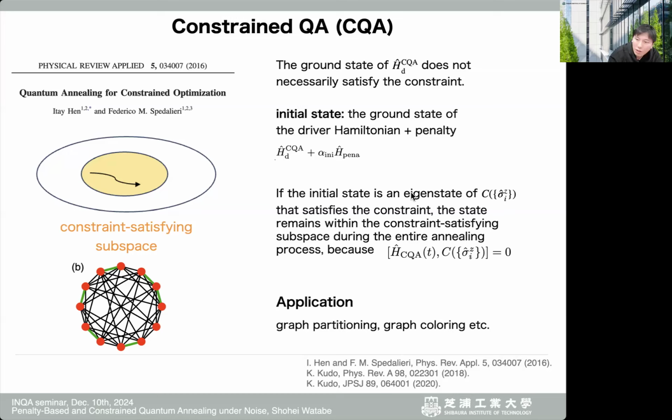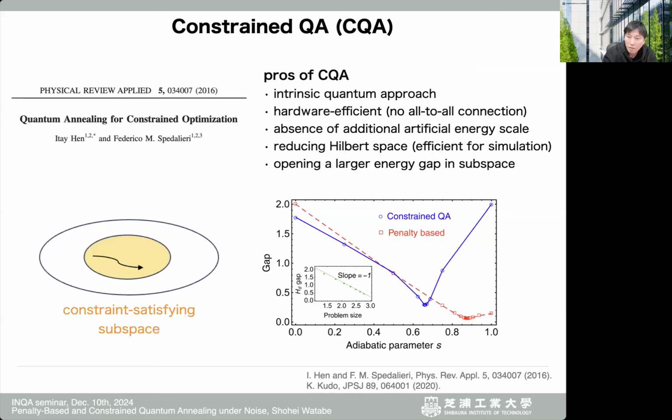And if the initial state is an eigenstate of the constraint operator that satisfies the constraint, the state remains within the constraint-satisfying subspace during the entire annealing process, because we choose the Hamiltonian to commute with the constraint operator. And this CQA can be applied to the graph partitioning problem, the graph coloring problem, and so on.